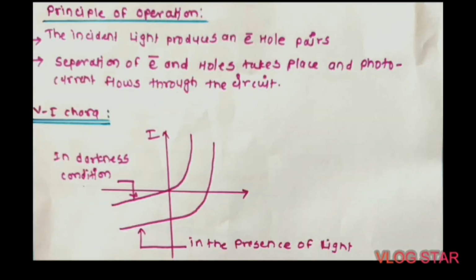Here we can see the VI characteristic curve of the photodiode. In the darkness condition, when light is not falling on the photodiode, a very small amount of current passes, which can be seen in this curve. This current is basically because of the reverse bias applied to the photodiode. As the incident light intensity is increased, the photocurrent also increases. So this is all about the PN junction diode.